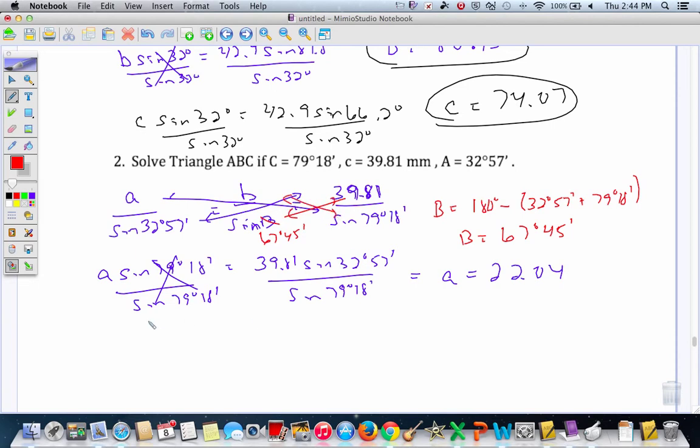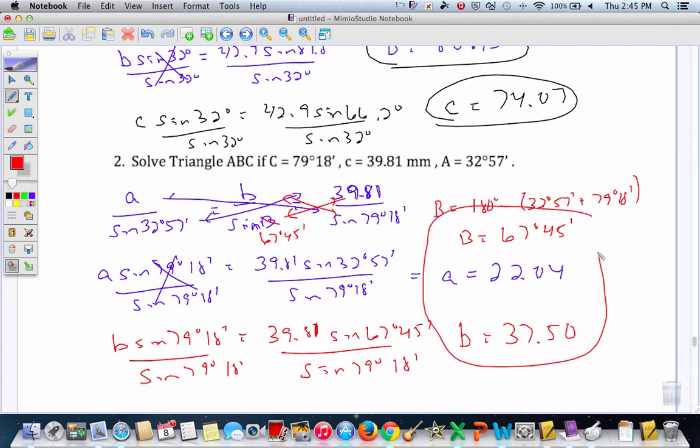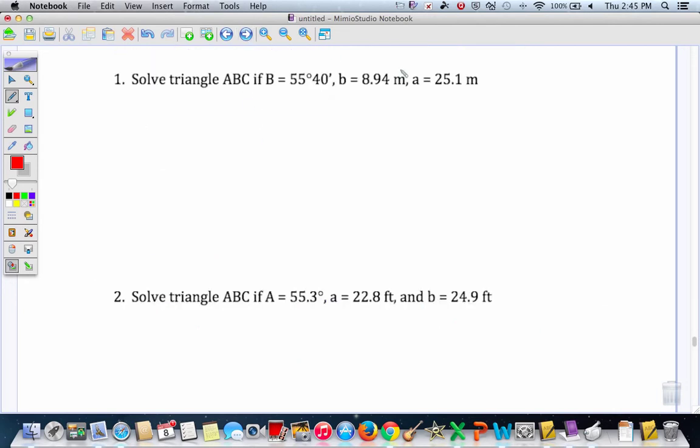I'm going to cross multiply with my final two ratios, and I'd have B times the sine of 79 degrees and 18 minutes equals 39.81 times the sine of 67 degrees and 45 minutes divided by the sine of 79 degrees and 18 minutes. And that would get us B to be about 37.50. Again, we've solved our triangle by finding our three missing pieces of information.